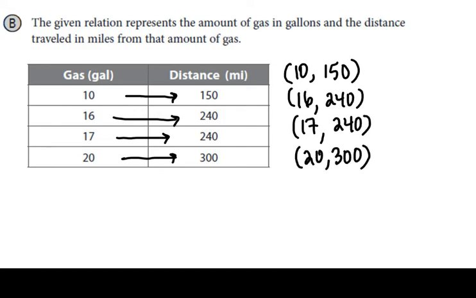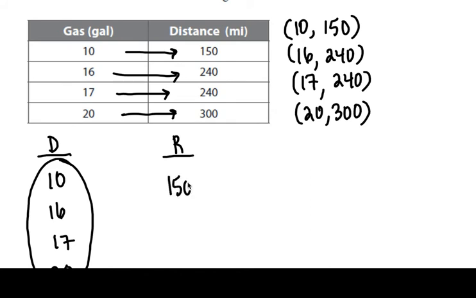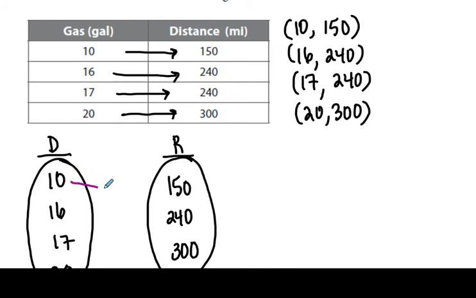I like to make a mapping diagram. My domain is 10, 16, 17, 20, and my range is 150, 240, 300. So remember, least to greatest, no repeats. 10 goes to 150, 16 goes to 240, 17 goes to 240, and 20 goes to 300.